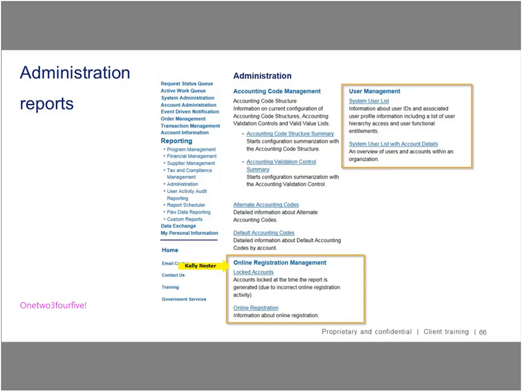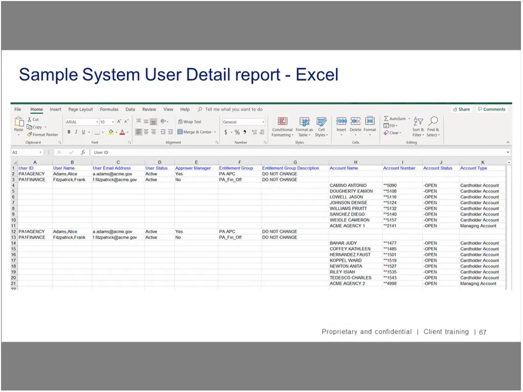Good question. And finally, here's an example of what the system user list with detail looks like. It would show you the user ID, their name, email address, their status, whether or not they're an approver, their functional entitlement group, and the description, if it is listed. I'm not sure why it says do not change there. That might be just a default from the system. And then it would show any accounts that are assigned to that user as well.